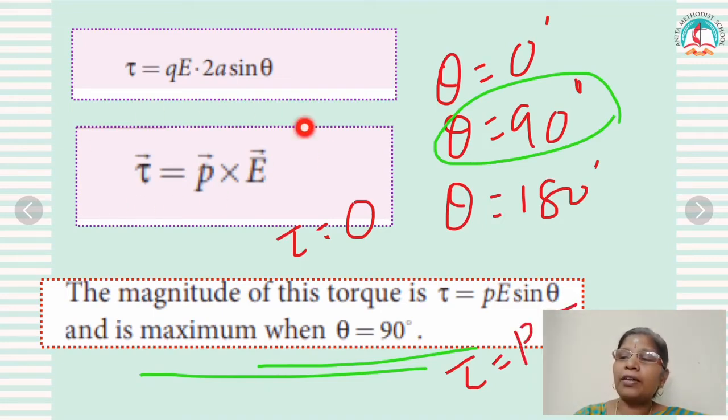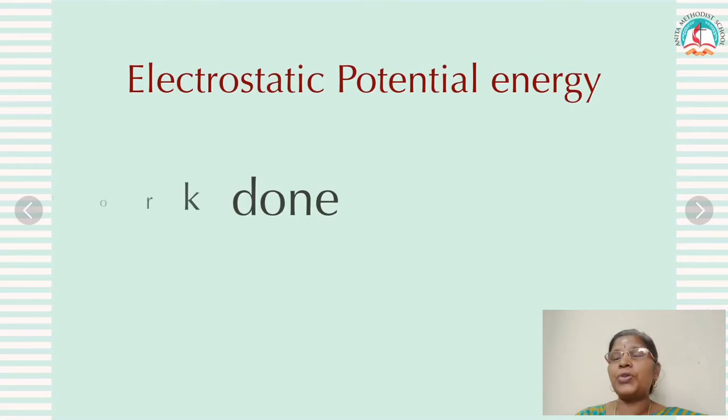This is the vector form of torque: tau vector equals P vector cross E vector. Why is it a cross product here? Because sin theta is there. So sin theta means you will introduce the cross product of the two vectors.